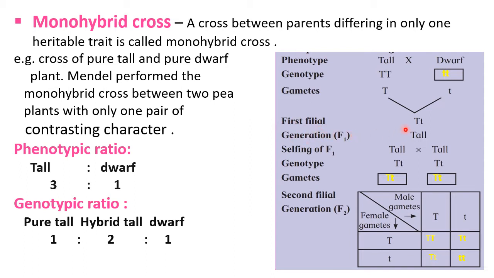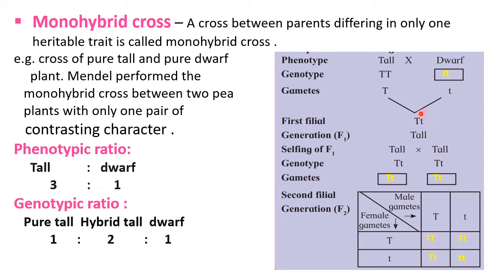So in the F1 generation, all plants produced were tall, having the genotype capital T small t. As all tall pea plants are produced in the F1 generation, the tall trait is called dominant, while the dwarf trait did not express itself in the F1 generation, hence it is called the recessive trait.